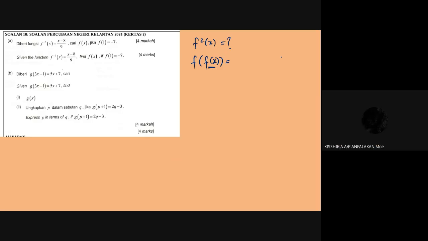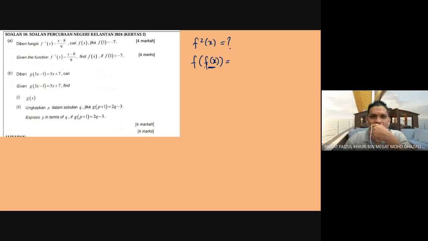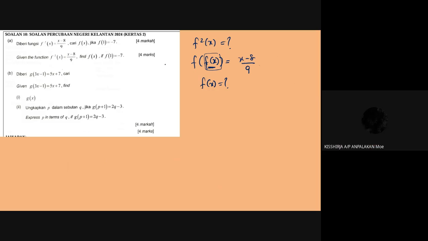Okay, so now given f2(x), or f(f(x)), here equals x minus 8 divided by 9. So the question says find the single f(x), find the inverse f(x), if f(1) equals negative 7.